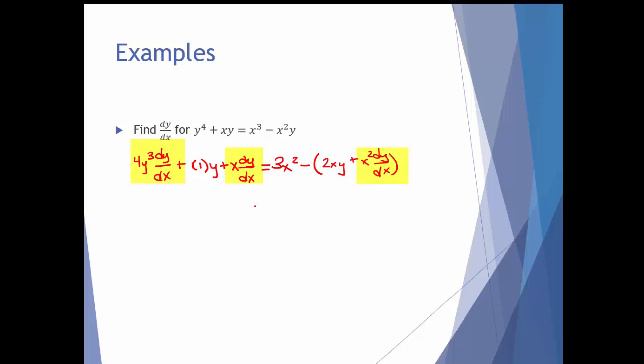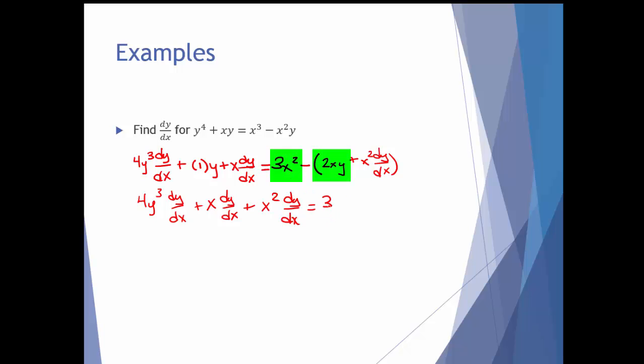Okay. This time we actually have 3 dy dx's to solve for. So any term that has a dy dx, I'm going to move it to the left side. Over there we already have 4y cubed dy dx plus x dy dx. And then on the right side right now, technically because of the negative out front, this is minus x squared dy dx. So to move it to the left, I'm going to add it. So plus x squared dy dx. Okay. On the right side, we already have a 3x squared minus 2xy. And then I need to also subtract over the y to the right-hand side.